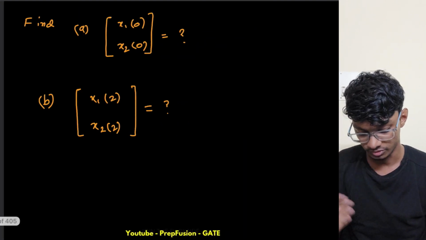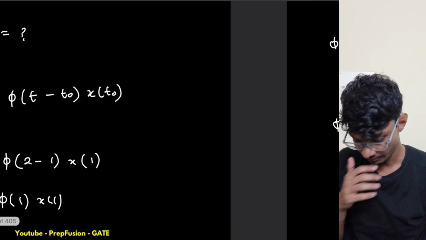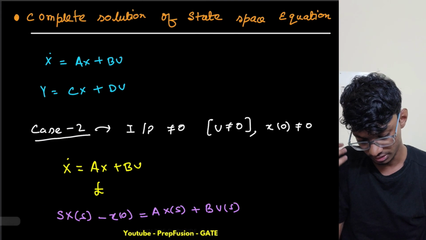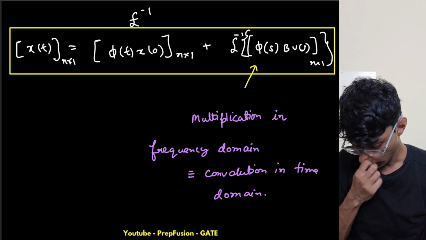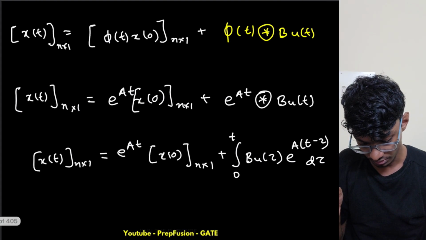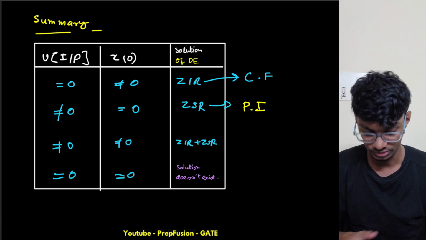Again we solved a few questions. These were easy only. Then we did the complete solution of the state space equation. From here we solved the complete solution. Yeah, this was the basic summary.